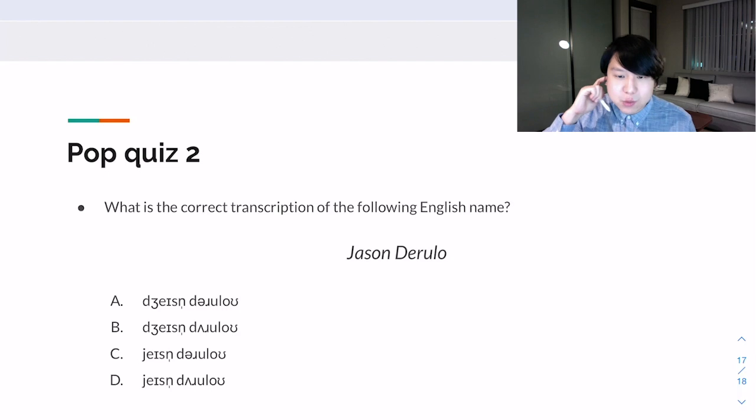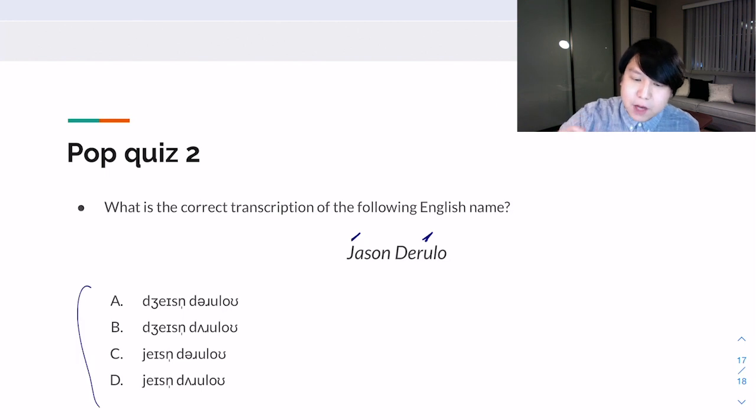So the pop quiz: what is the correct transcription of the following English name? Jason Derulo. The stress is here and here. There are 4 different options. There are differences in the beginning consonant, Jason and Derulo, and also in the first vowel. Which one will be the correct answer? Note that the stressed vowel is here. This one is not stressed. And Jason starts with the ja sound.